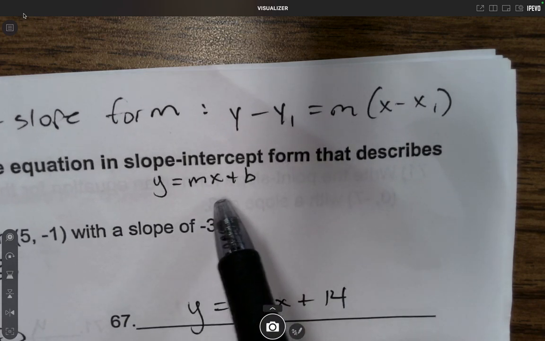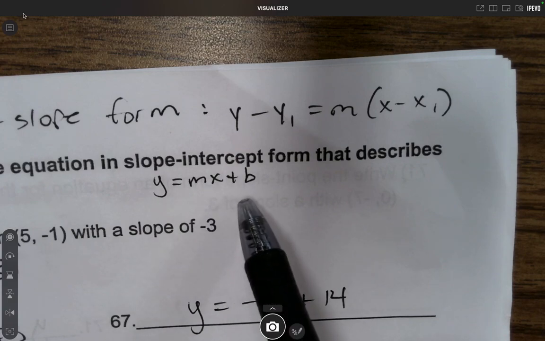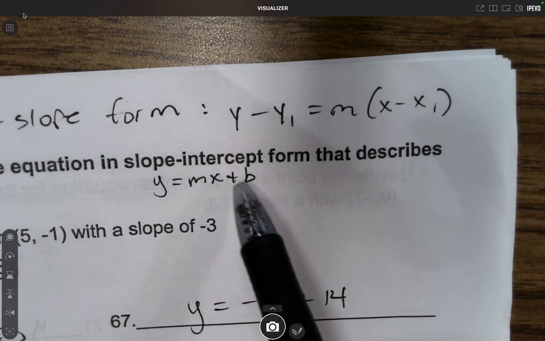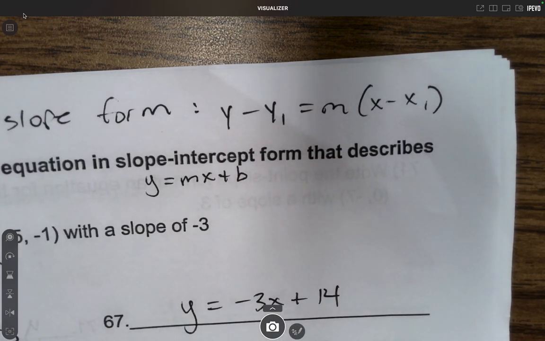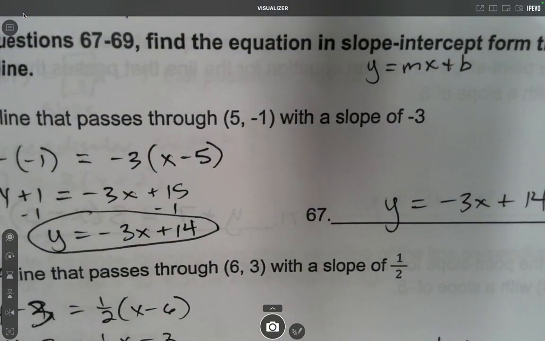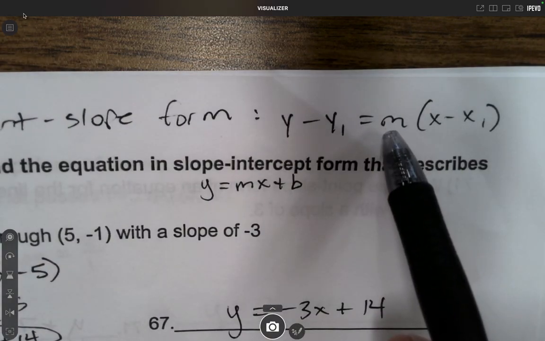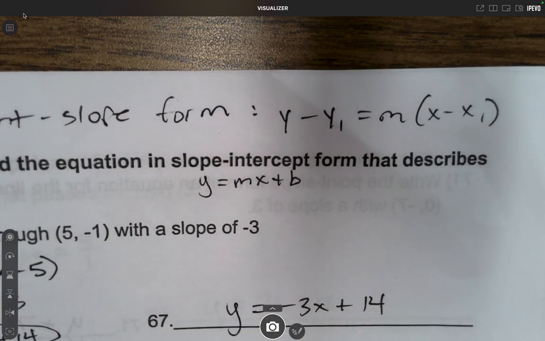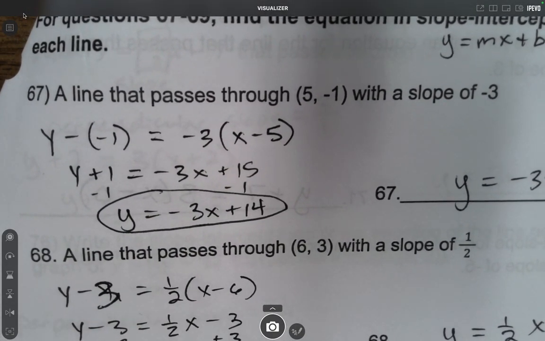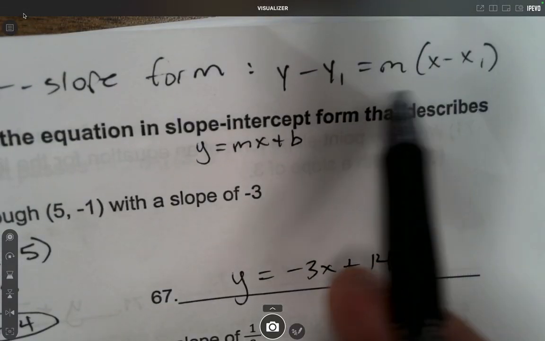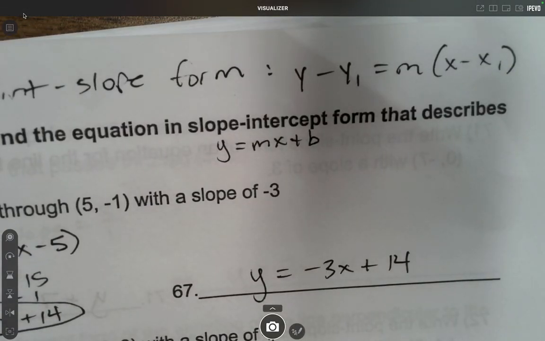And the slope-intercept form is y equals mx plus b, where m is the slope and b is the y-intercept. So those should have numbers in the end of the problem. But it's common on these that you'll have to actually start with the point-slope form and then work your way to the slope-intercept form. So 67 is a good example of that. It's a line that passes through 5, -1, with a slope of -3. So again, I'm using this form right here, the point-slope form.